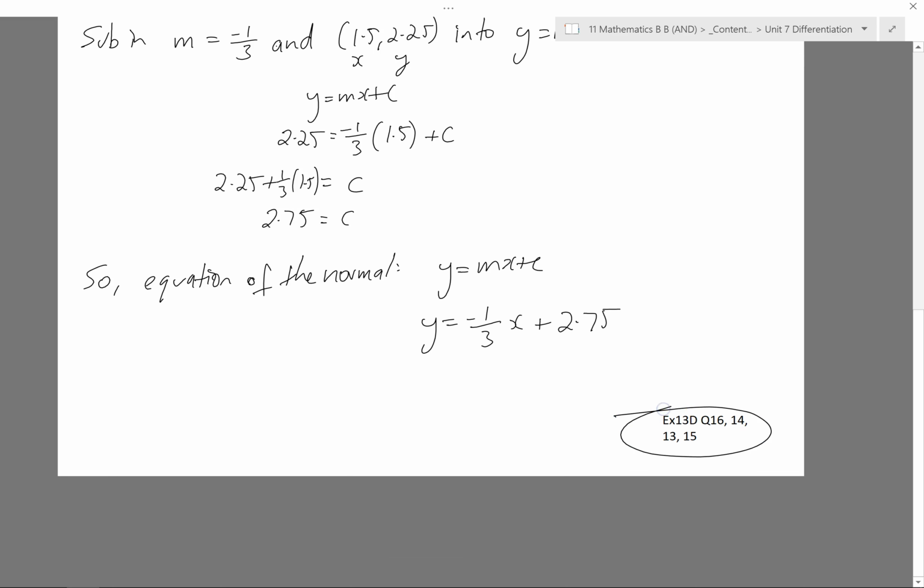Here are a few more questions for you to practice. That combined with the one on the previous page should be more than enough for you to master this concept.